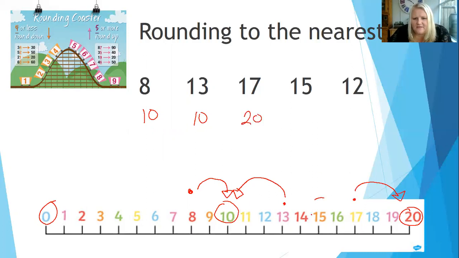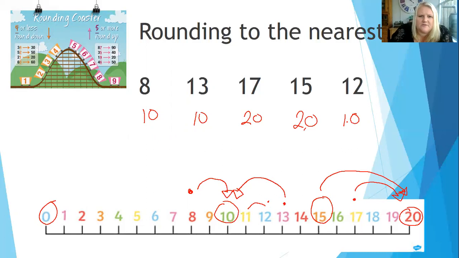What about 15? Halfway between 10 and 20. What does a 5 always do? A 5 rounds up, so we're going to round that one up to 20. And 12, this one is little here, that's right, we're going to round that one down to 10. And we say up and down, we're rounding up and we're rounding down, that's how we refer to it.